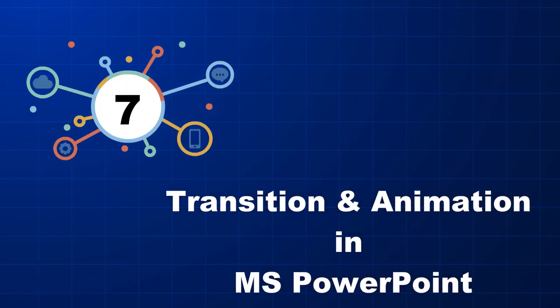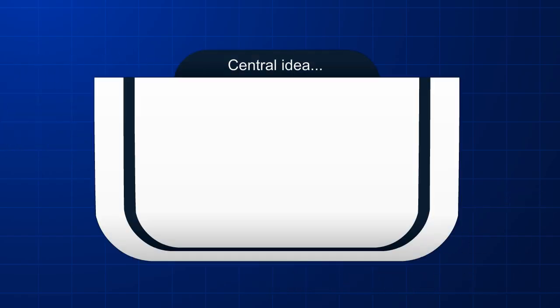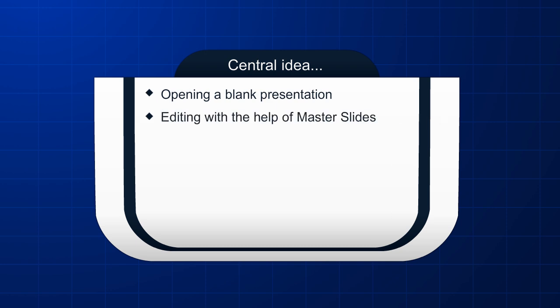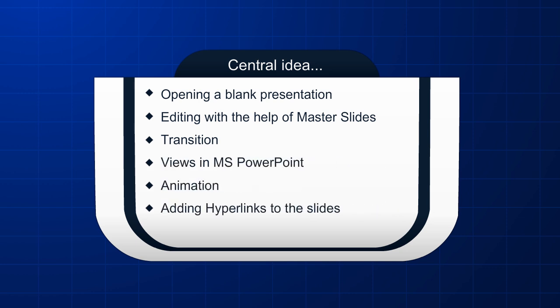Chapter 7. Transition and Animation in MS PowerPoint. Opening a blank presentation. Editing with the help of master slides. Transition. Views in MS PowerPoint. Animation. Adding hyperlinks to the slides.